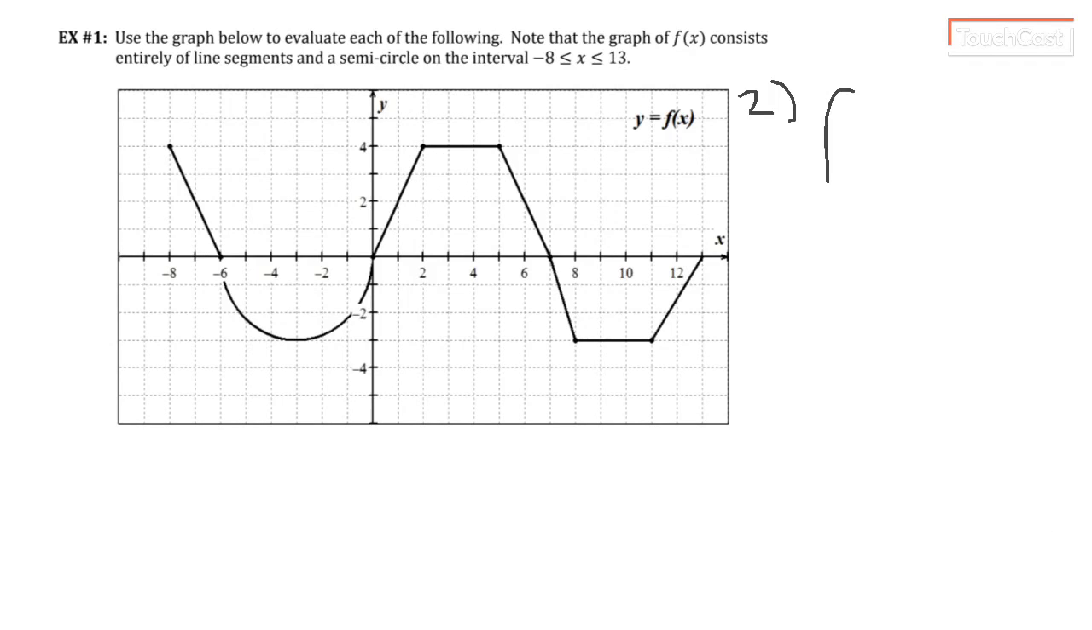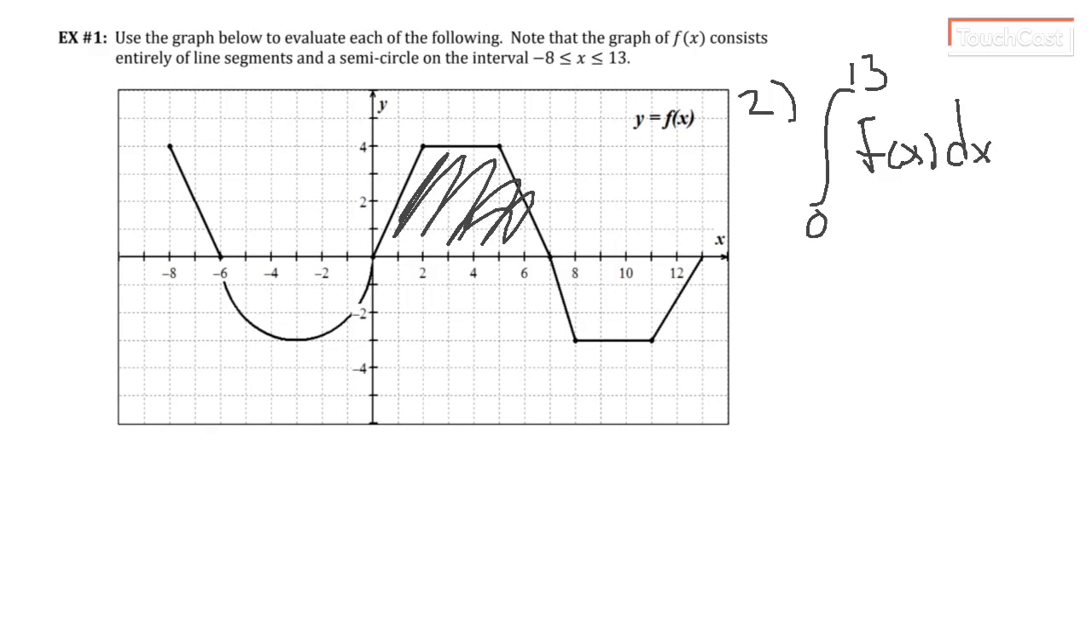Let's check out number 2. We're looking at the integral from 0 to 13 of the function with respect to x. So we know that's going to include the part we just found, the 20, and it's going to include this part that's under the curve. So we're going to go 20, and since the next part is under the curve, we're going to subtract the area of that trapezoid. So that trapezoid has a base of 3, a height of 3, and another base of 6.